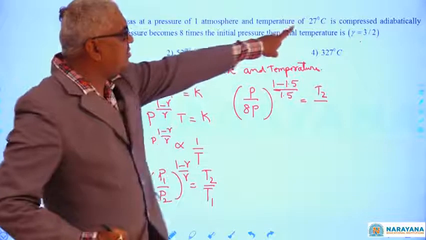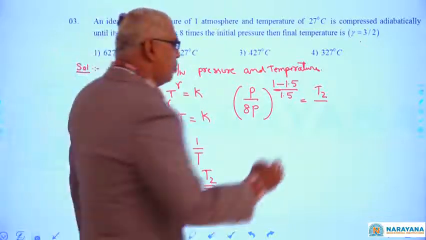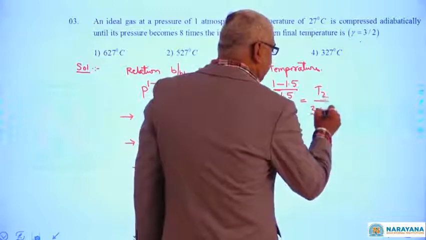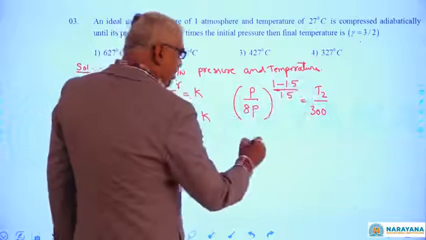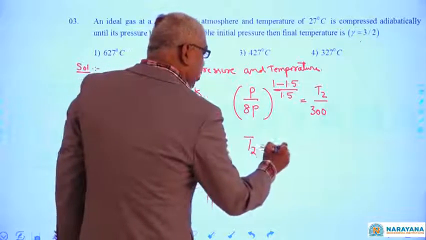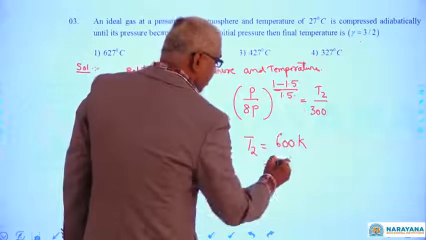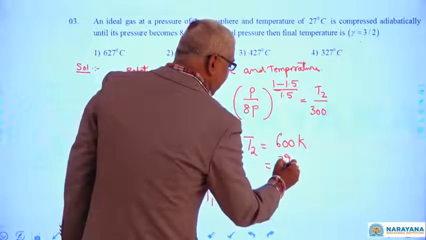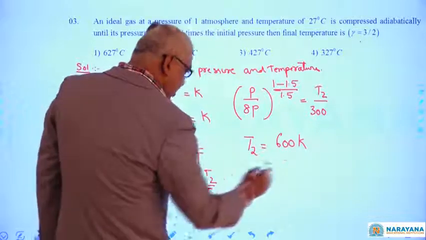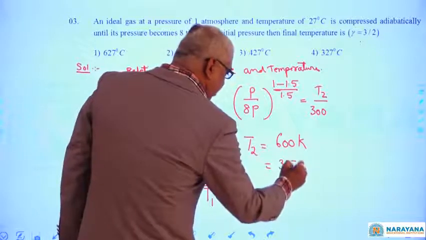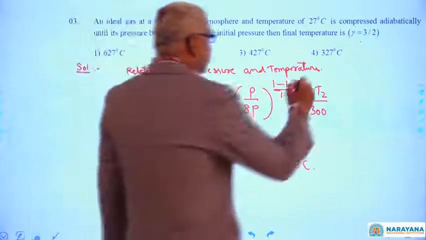What is T1 given as? 27 degrees Celsius. Convert into Kelvin scale, you will get 300 Kelvin. Is it clear to all of you, please? On simplifying this, you will get T2 as 600 Kelvin, which is 327 degrees Celsius. So T2 is 327 degrees Celsius. This is your fourth option actually.